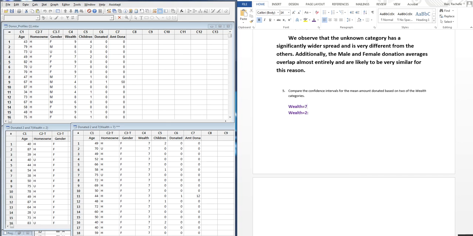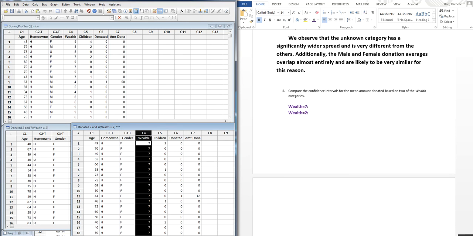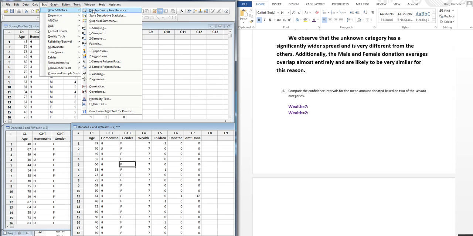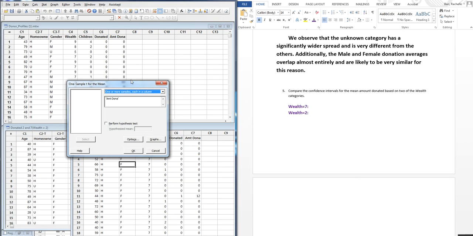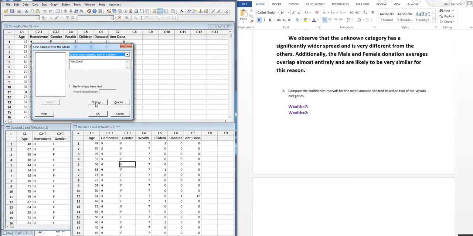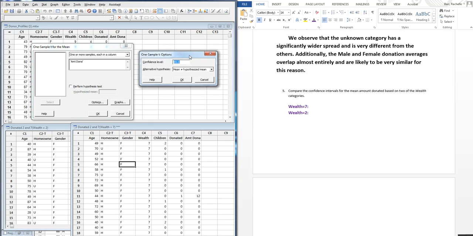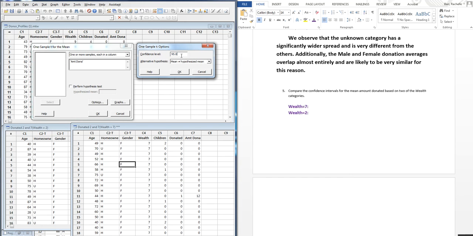Here's an L for fun. Okay, so let's go to 7. So here I'm going to go to stat, basic statistics, down to one sample T. You know what, for fun, let's do a different size confidence interval. Let's be a little less confident. Let's do 90 for fun.